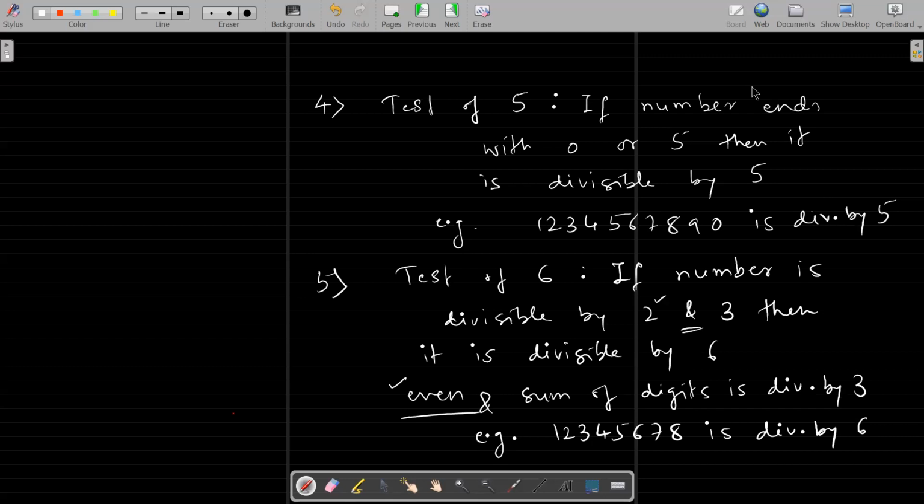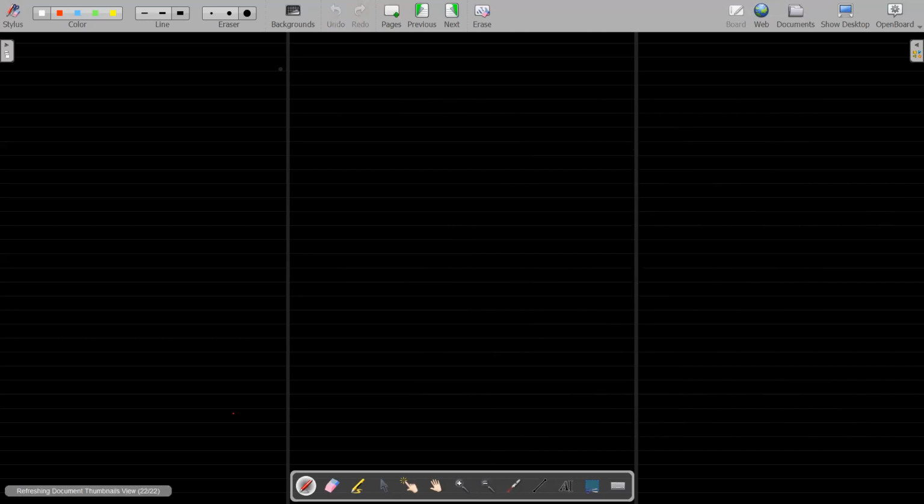Now for 7, there is no standard test generally given in books. Sir, there is one test. You have to take the last digit, the unit digit, multiply it by 2, and add that to the number before it. If that number is divisible by 7, then the given number is divisible by 7.